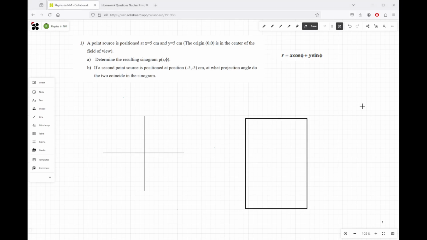All right, so the question says a point source is positioned at position 5, 5, and the origin is in the center of the field of view. So they want us now to create the resulting sinogram. Something that's good to remember is that sinograms are projections, and so we will be making several projections to make the resulting sinogram.